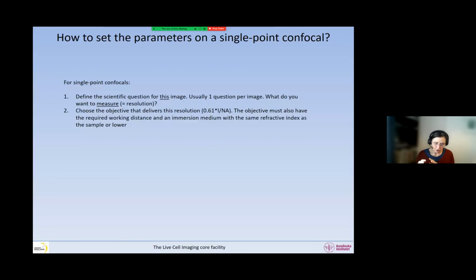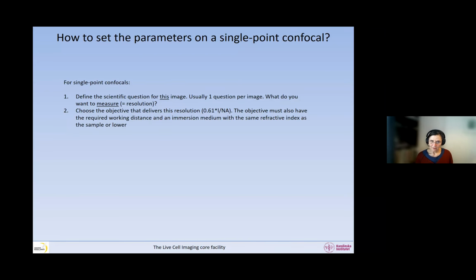So just always do this round all the way, including the image analysis, so that you understand slowly. You get to understand the whole loop. Okay, so we have our scientific question. We know how we're going to analyze, and therefore we know what type of distances we need to measure in the image, and we choose an objective that can deliver this.